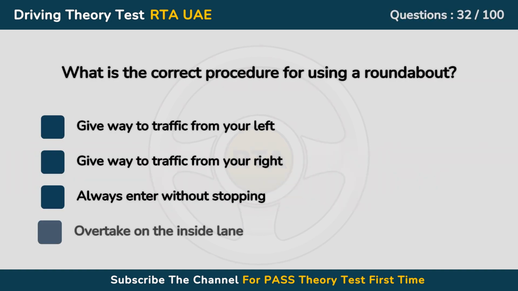Question 32. What is the correct procedure for using a roundabout? A. Give way to traffic from your left. B. Give way to traffic from your right. C. Always enter without stopping. D. Overtake on the inside lane.